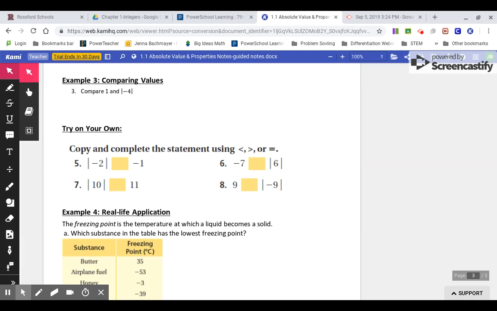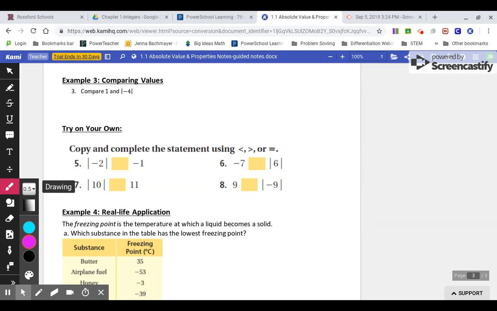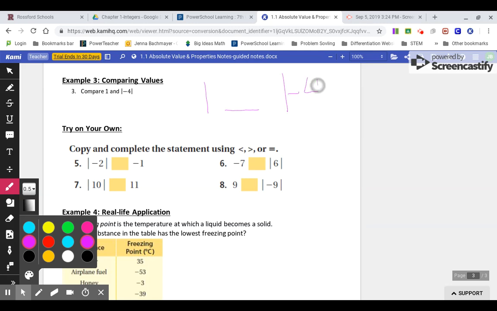Okay, we are going to look at example 3. Now we are comparing two numbers. When comparing the two numbers, we are going to use symbols such as greater than, less than, or equal to. In this case, we are comparing 1 and -4. So I'm going to rewrite this. So I'm comparing 1 to the absolute value of -4.